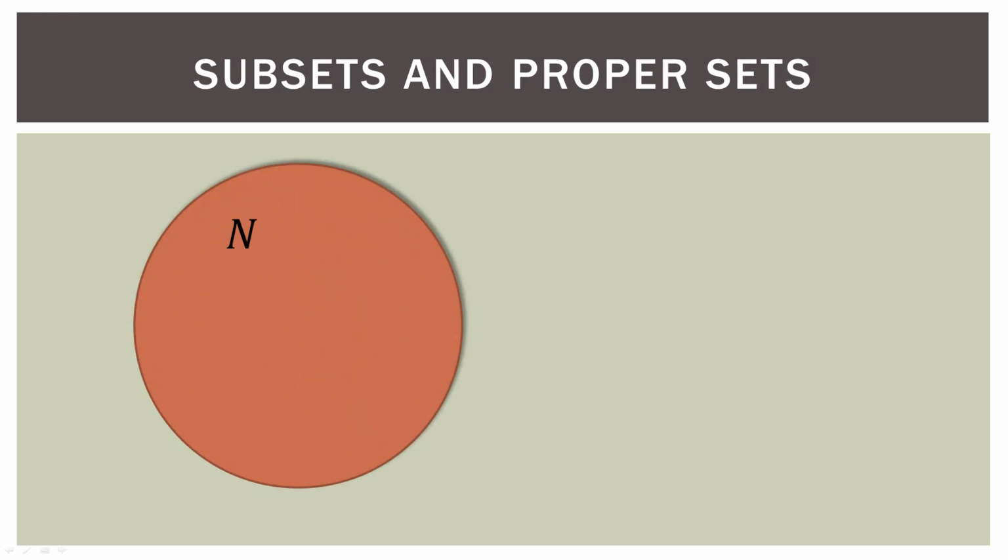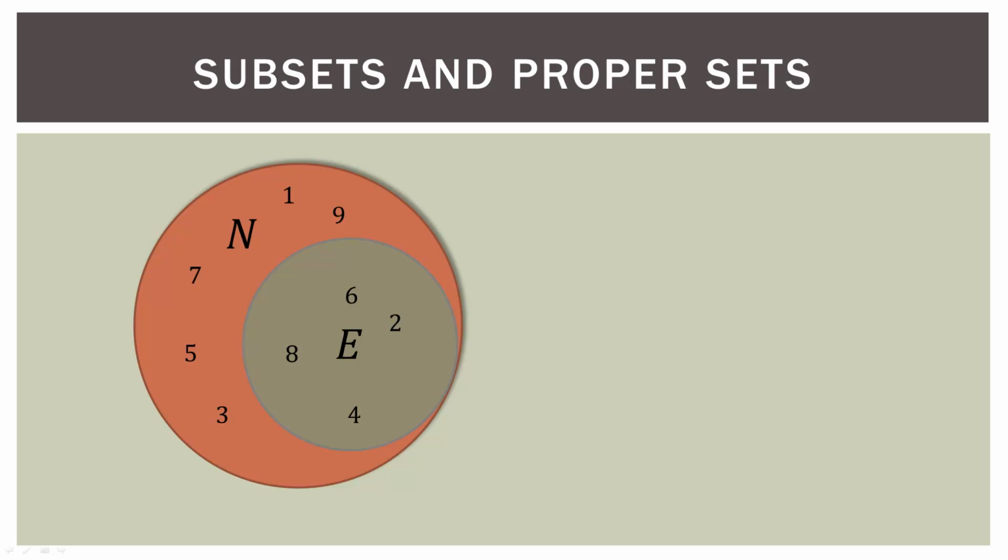So, subsets and proper subsets. Here we have set N, and inside of it we have nested this other set, E. Now, just by looking at the picture, you should be able to tell that E, the whole thing, is inside N.